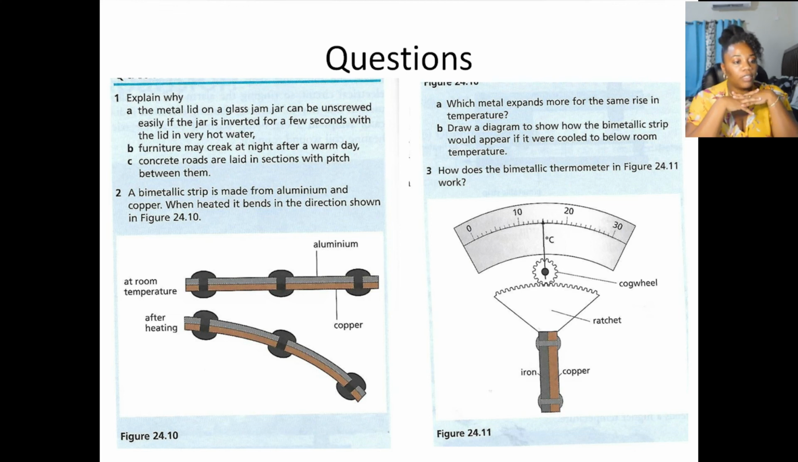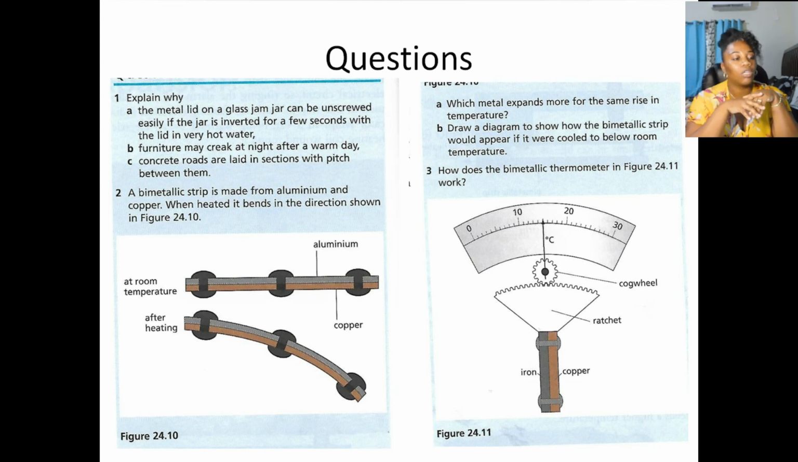Furniture may creak at night after a warm day. What's happening? Right, the furniture is now contracting. In the hot day, the furniture had expanded, and now the night is cooler, so you would hear the noises as they contract. That happens a lot, not with furniture though, with roofs. With galvanized roofs, you can hear them moving at night.